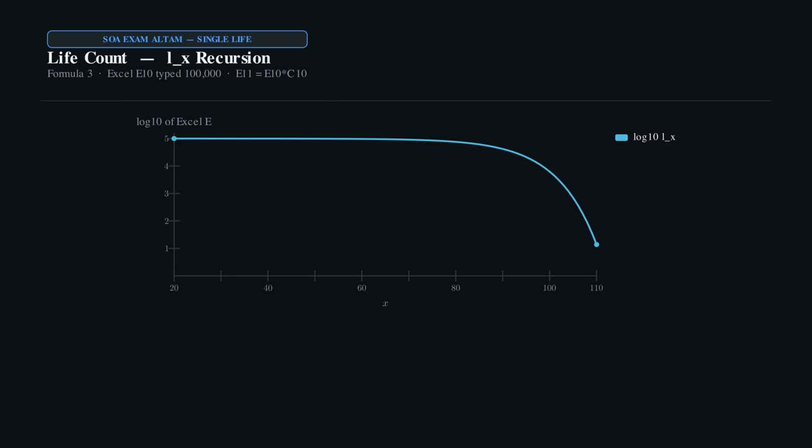L expands 5 orders of magnitude, so the axes show log base 10 of the Excel E column. 5 is 100,000. 4 is 10,000. By age 110, L is about 13.8, a log near 1. The curve is almost flat through midlife, then falls once Makeham's B/C to the X term dominates. That is the same A, B, C typed in the header.